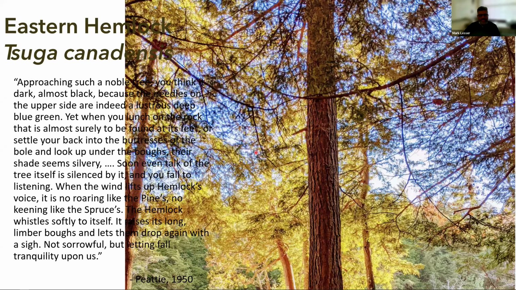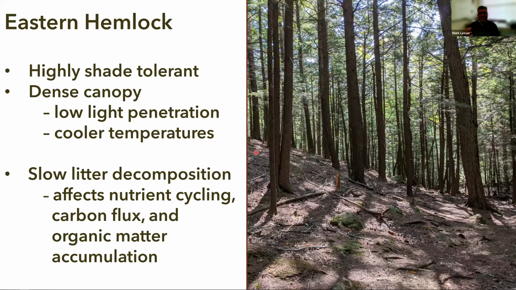And hemlock, like I said, and Jesse's going to talk lots about, and Tammara as well, is a really important species through many of these lowland, low elevation areas of the Adirondack forest. It is also a highly shade-tolerant species. It has a very dense canopy. And what this means, importantly, is that it's very low light penetration. And so a lot of species cannot grow in the understory below a hemlock canopy.